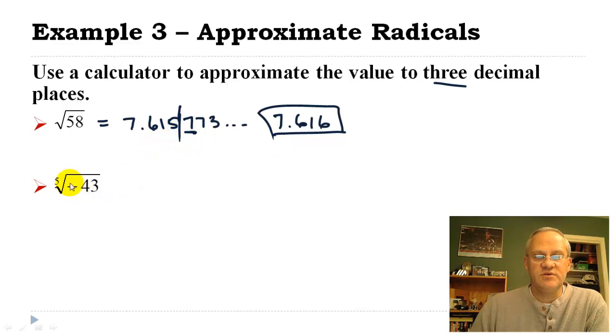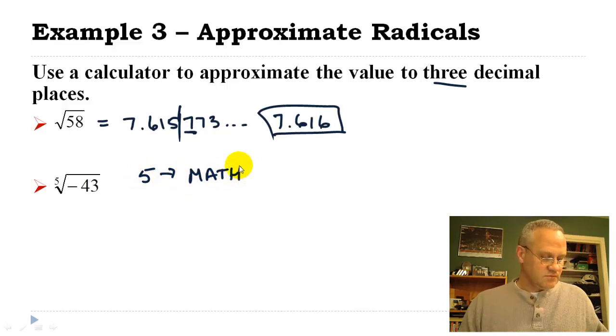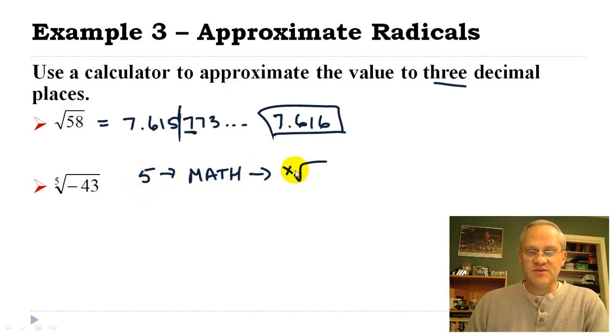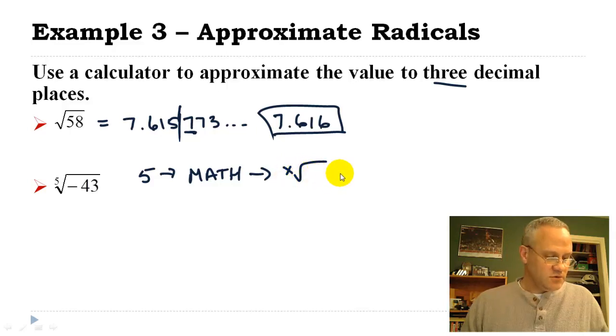And then again here with the 5th root, just remember again how we do this. Type in on your calculator the 5, and then you're going to hit your math button. So I'm going to go 5, hit the math button, and then I'm going to go down to the symbol that looks like this, the x with the square root, because the 5 that I typed in, that's what goes in the x here, so that's our 5th root. And then you can type in the negative 43. Enter.